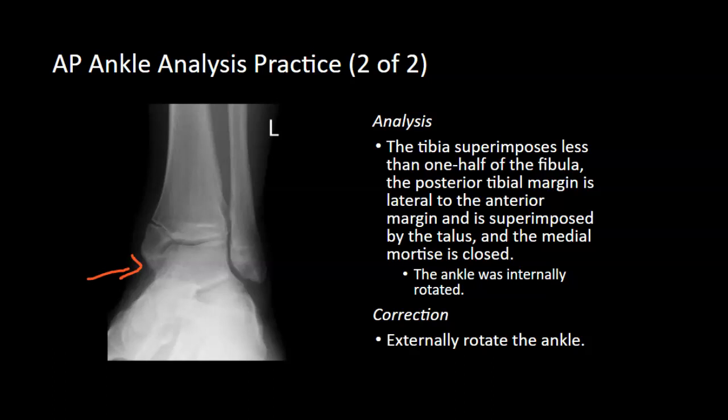And that's indicating to me that the ankle was internally rotated, almost like a mortise view. Therefore, we need to externally rotate the ankle to get a true AP projection.